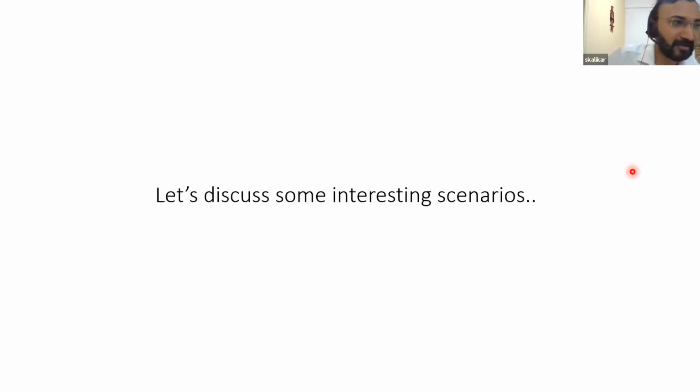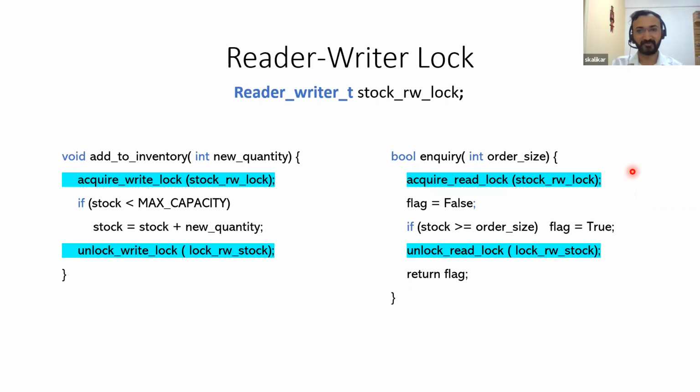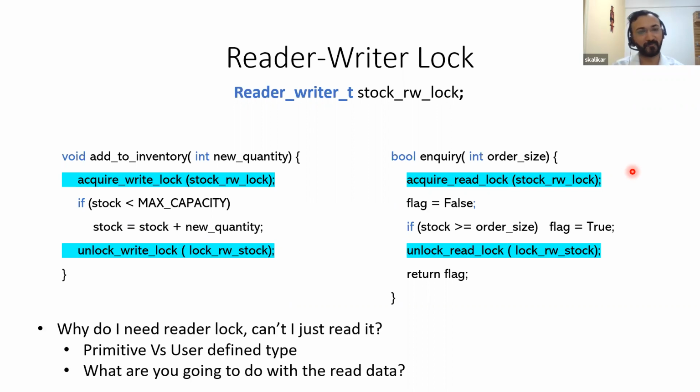Okay, so given that we have discussed read-write locks and mutex locks, let's discuss some interesting scenarios of these locks. Let's revisit our inquiry function where you have an operation of add to inventory and an inquiry. So I have a question for you. Why do I need a reader lock? Can't I just read it?